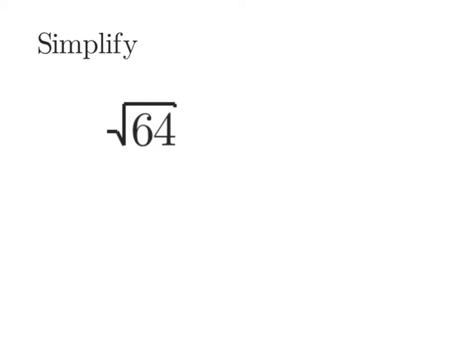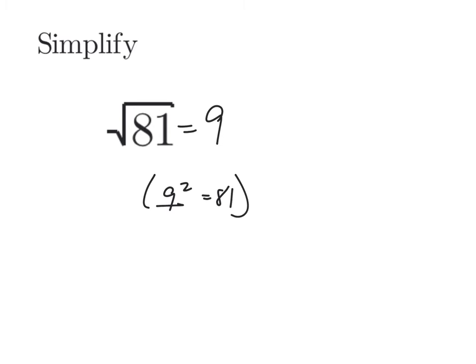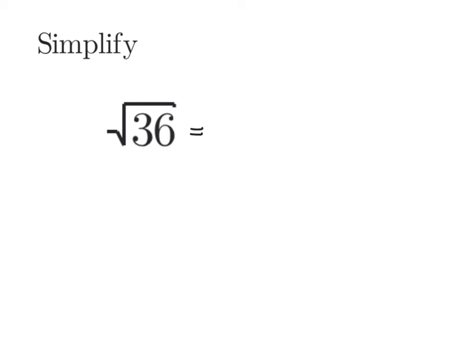So, when we want to simplify the square root of 64, we just think what number times itself is 64. We know that 8 squared is 64. That would mean square root of 64 is 8. And the square root of 25, well, 5 squared is 25. So square root of 25 is 5. Square root of 81, what squared is equal to 81? That would be 9. So square root of 81 is 9. And the square root of 36, well, 6 squared is 36, so square root of 36 is 6.